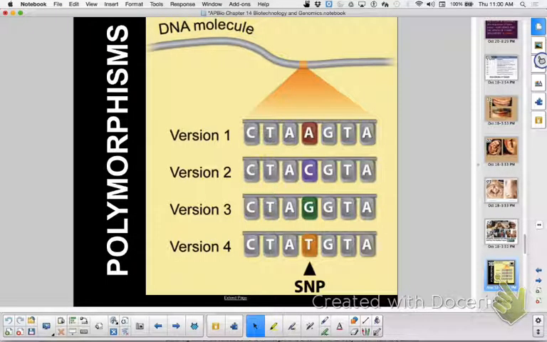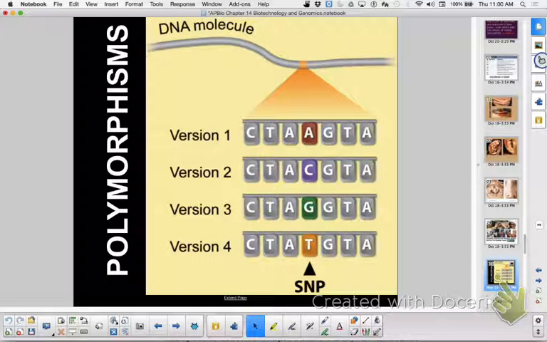Now, remember we talked about you could have the wrong amino acid in that place and it could cause no problem, or you could have the wrong amino acid in there and it could be a what? Stop codon, or you could have the wrong amino acid in there and it folds incorrectly. So sometimes they don't cause a problem, but sometimes they do.